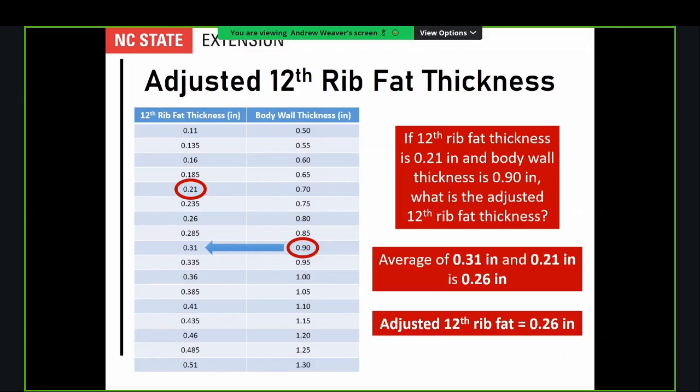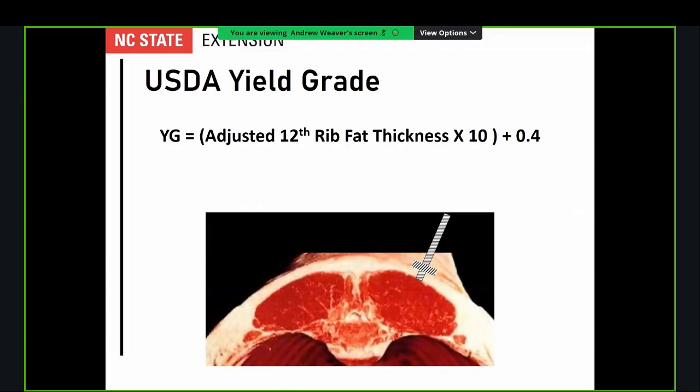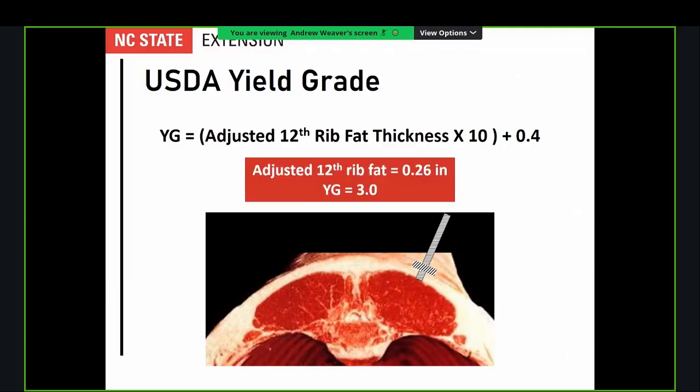And so we take that adjusted 12th rib fat thickness number, plug it into our yield grade equation, which is relatively straightforward for sheep. The adjusted 12th rib fat thickness times 10 plus 0.4. So if the adjusted 12th rib fat thickness is 0.26, we just move the decimal point over one, 2.6, add 0.4, and we come up with a yield grade of 3. Relatively simple and easy to calculate. So this would be a yield grade 3 carcass, just in our example here.